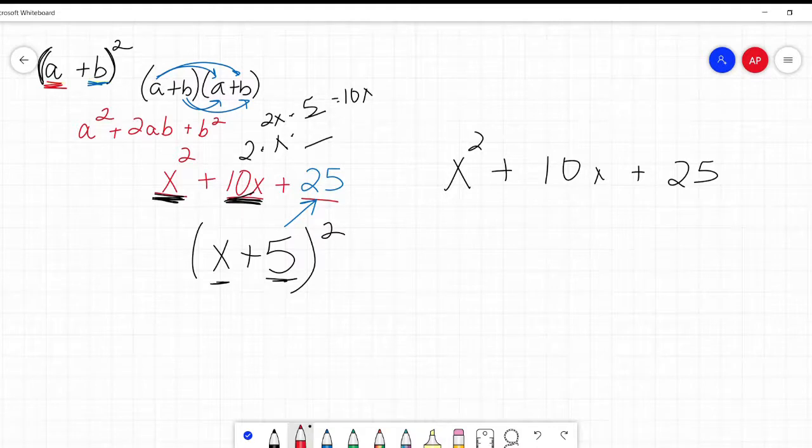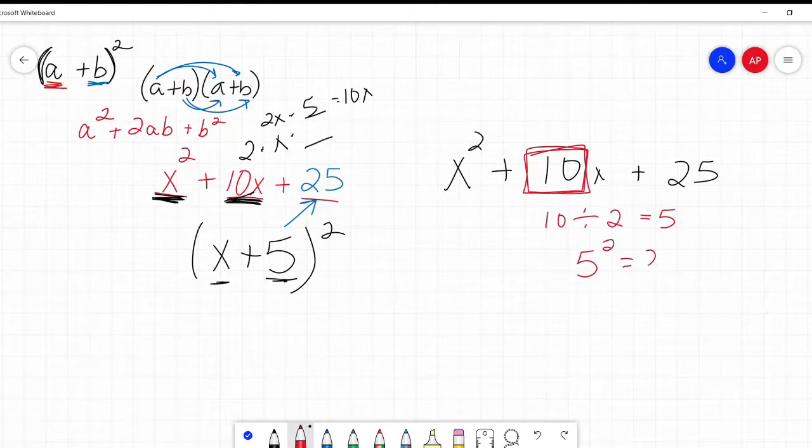What I need to do is take the number next to the x in the middle and divide it by 2, which gives me a result. I take that result and square it, and I put that number there. That's your process. That's what we're doing: turning it into this square because of the pattern that happens.